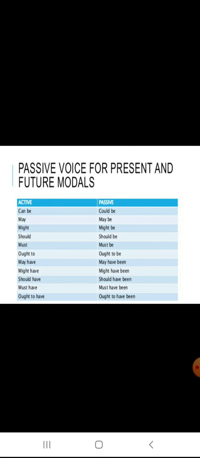The passive voice for present and future modals. Now can be, is, that means we can change into passive voice. Could be, may be, might be, should be, must be, ought to be, may have been, might have been, should have been, must have been, ought to have been. So you revise once again and learn the definition, then you will understand more.